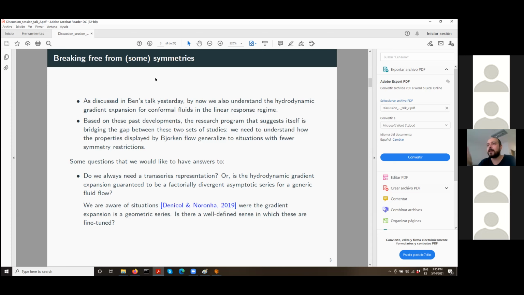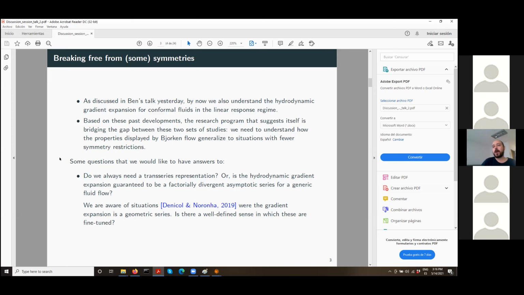So in this talk, regarding the question of breaking free from the symmetry restrictions, Ben discussed in his talk yesterday what we understand now about the hydrodynamic gradient expansion for conformal fluids in the linear response regime. And based on these two different areas, different past developments, the natural research program that would suggest itself is to bridge the gap between them, right? So we will need to understand how the properties uncovered for boost invariant expanding fluids extend to situations with less symmetry assumptions.